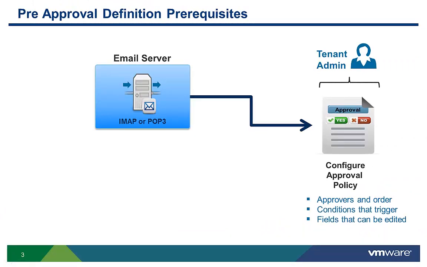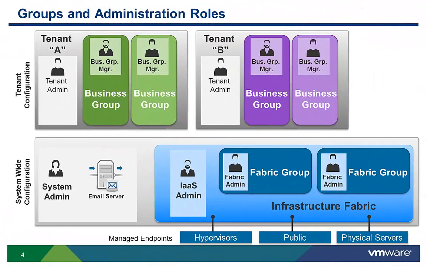vCloud Automation Center uses emails as one of the means to notify users of both pending approval requests as well as notifying them when their service requests have completed. Email servers can either be configured by the system administrator or the tenant administrator. The system administrator defines the default email server that will be used by all tenants. Optionally, each tenant administrator can configure an email server that will be specific for all the users within that tenant.